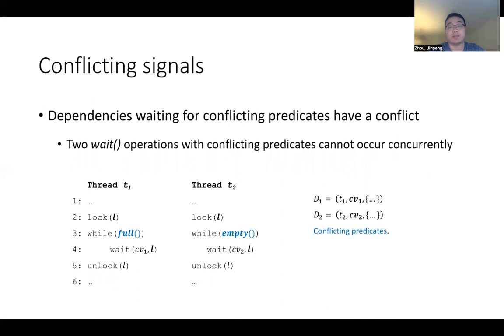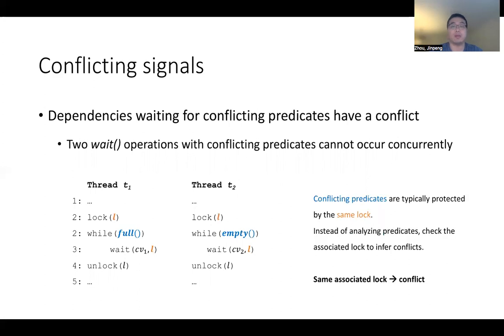Given these conflicting predicates, the dependencies D1 and D2 have a conflict. In order to identify conflicting predicates, one solution may be tracking and analyzing memory accesses. However, we note that the conflicting predicates are typically protected by the same lock, which is the associated lock. Then, instead of analyzing the predicates, we can simply check the associated lock to infer conflicts. To be more specific, if two wait operations have the same associated lock, we will assume that these two wait operations have a conflict.